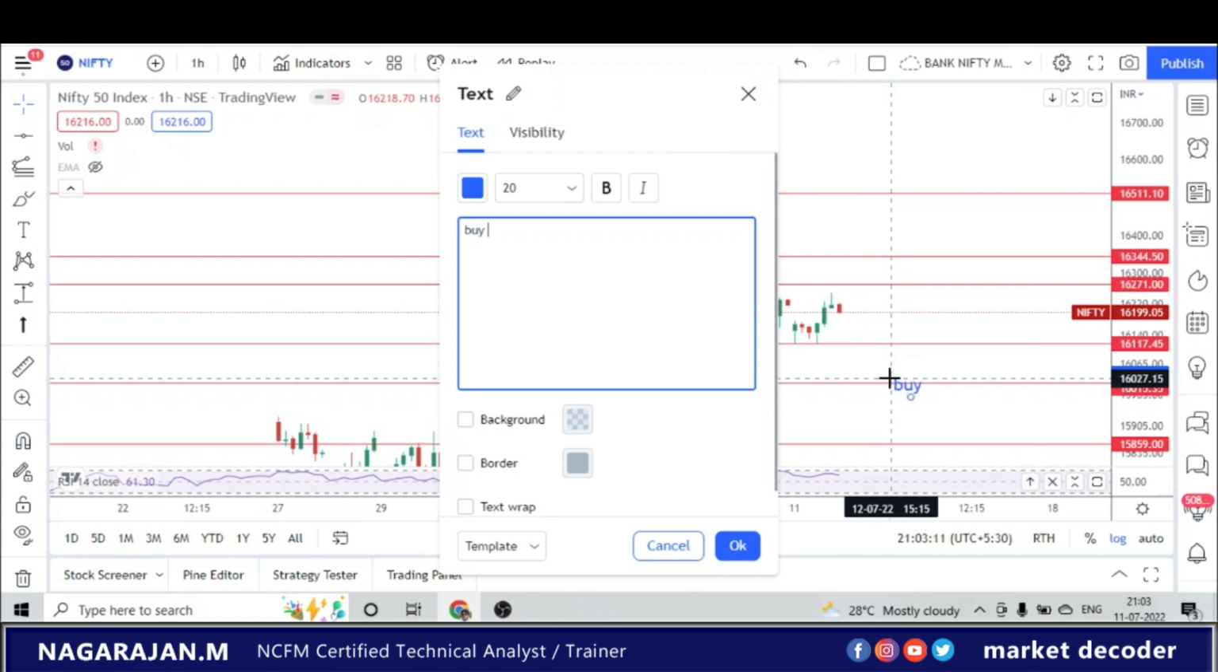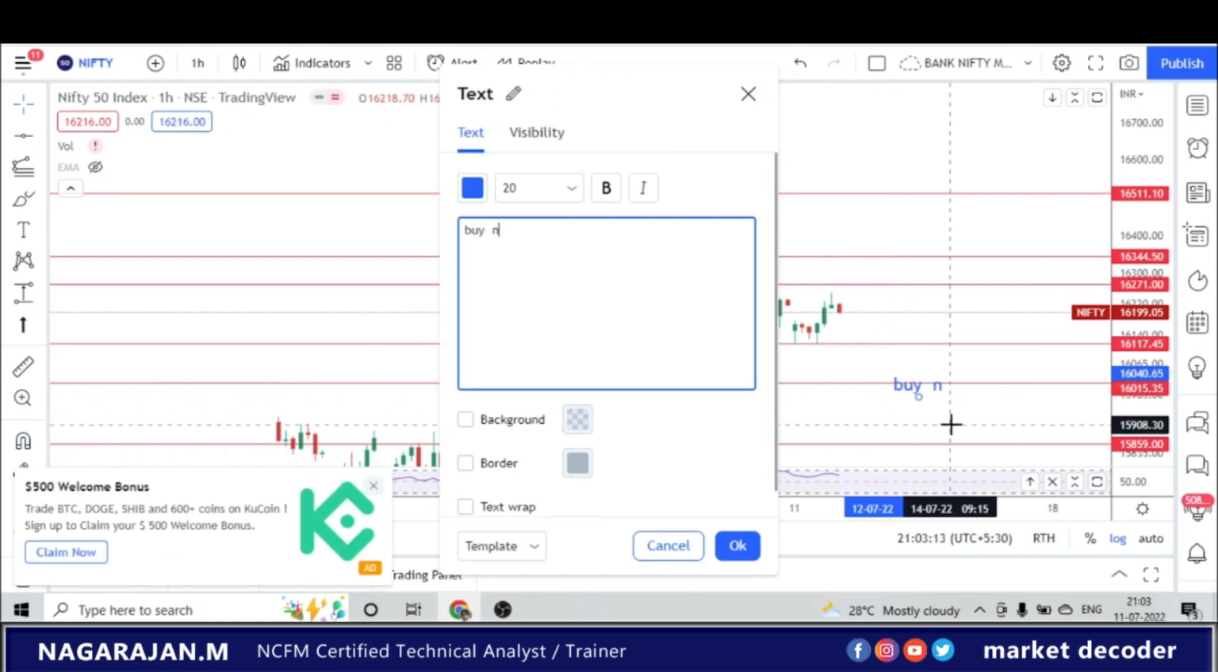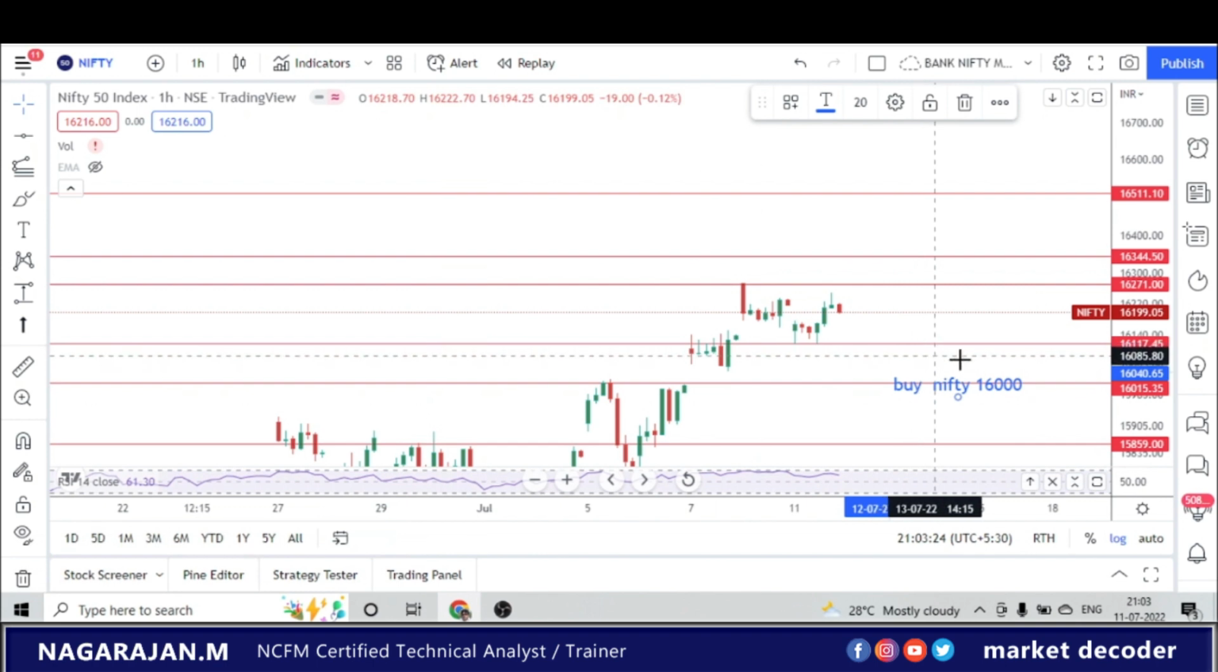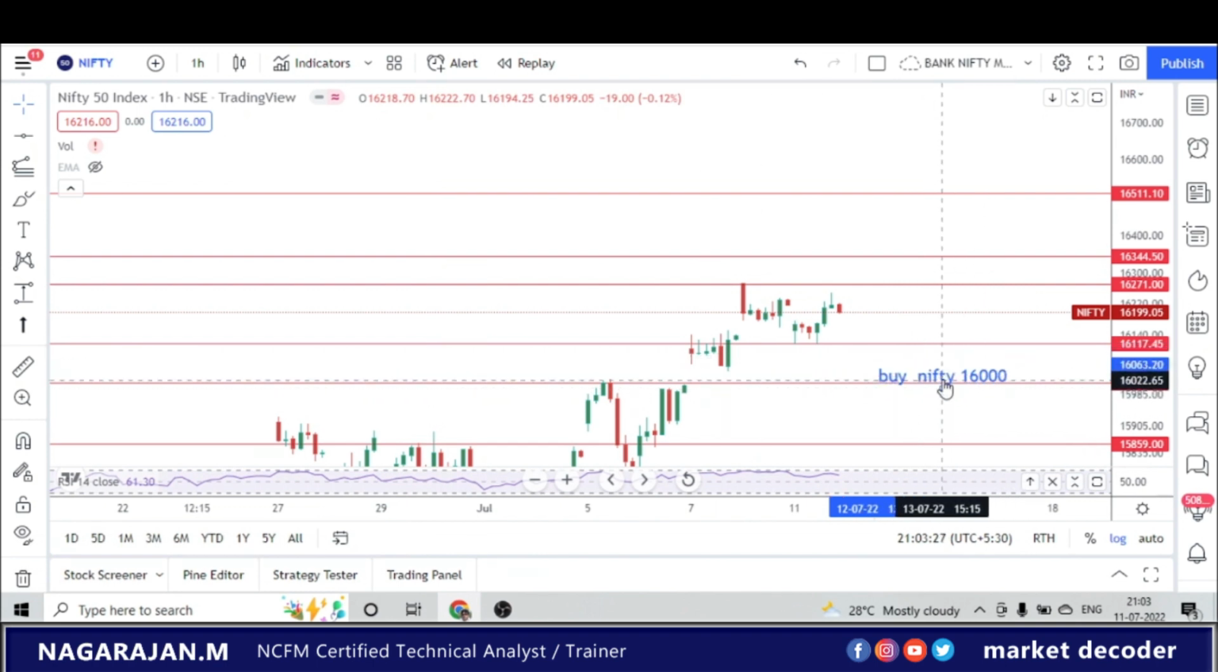Buy Nifty at 16,000. That is the call for tomorrow in intraday, and the targets will be 16,100 and 16,200, as we see a huge amount of support in the 16,000 put option.